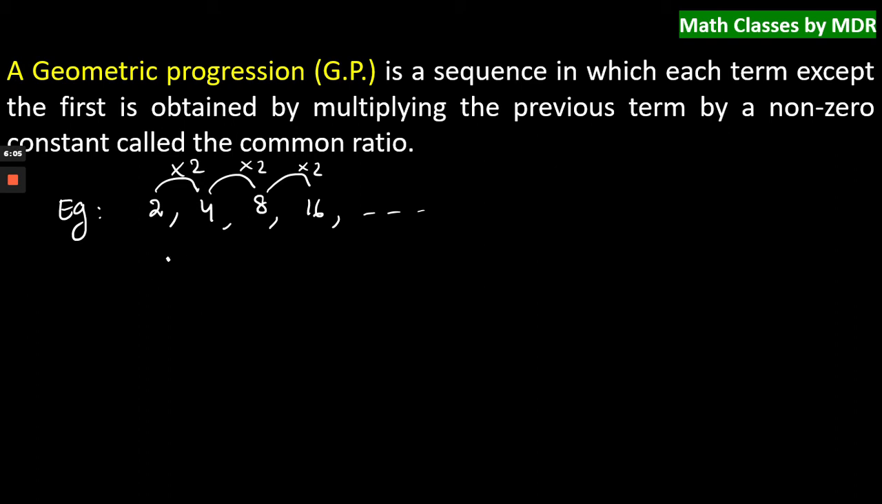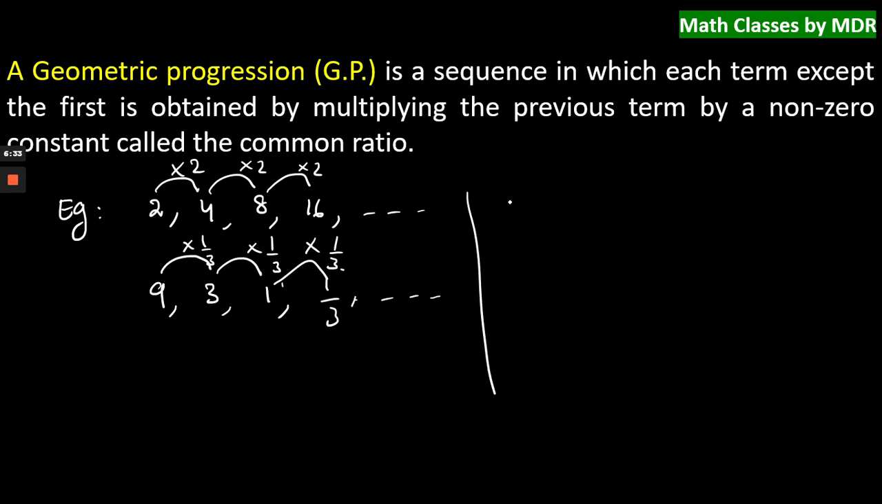On the other hand, I can take one more example: 9, 3, 1, 1 by 3, and so on. On multiplying by 1 by 3 each time, we will get the succeeding terms. That means the ratio between two consecutive terms is the same. In other words, we can say that the ratio between two consecutive terms is the same.